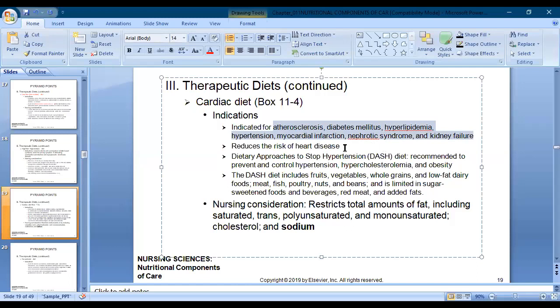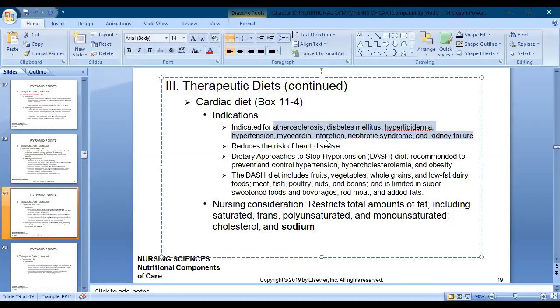So I said, if you give them cardiac friendly food, you can prevent atherosclerosis. Atherosclerosis means thickness of the wall of the artery. Diabetes, increase in sugar. Hyperlipidemia, increase of the bad cholesterol in the body, like LDL, low density lipoprotein. LDL is low, HDL is high. Hypertension is the most common problem in the United States.